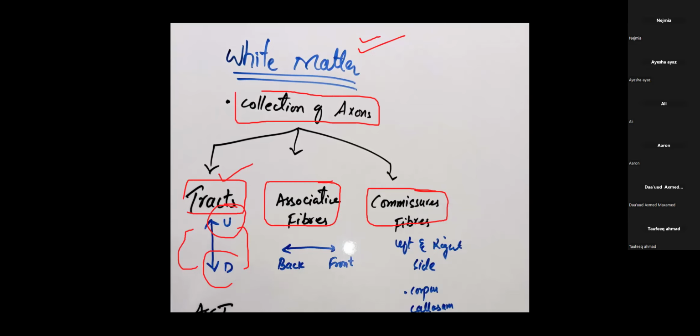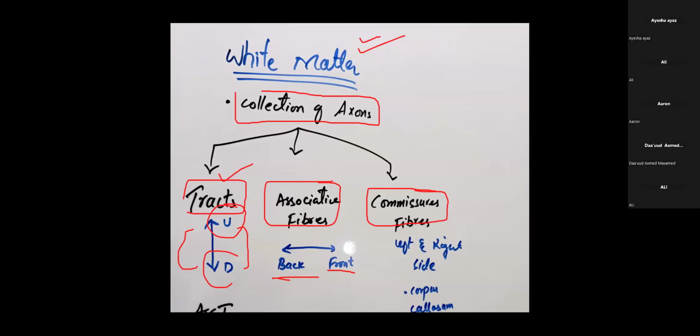The other type is the associative fiber. That type of axons conducts the information from the front side of the brain to the back side of the brain. Occipito-frontal. So these are called associative fibers that connect the anterior and posterior sides of the CNS, back to front.